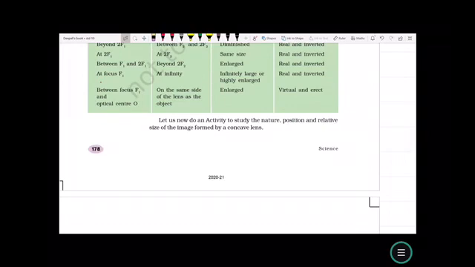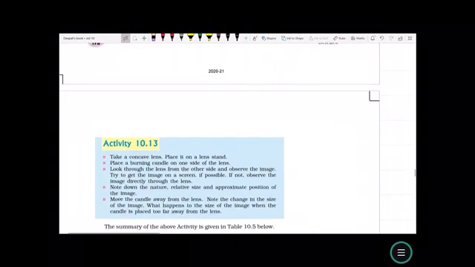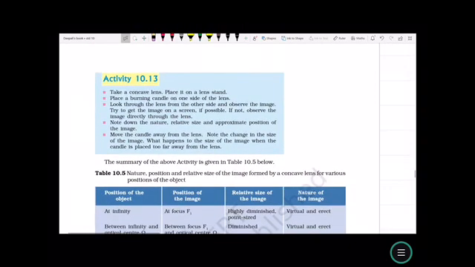Now let us do an activity to study the nature, position and relative size of the image formed by a concave lens. Take a concave lens, place it on the lens stand. Place a burning candle on one side of the lens. Look through the lens from the other side and observe the image. Try to get the image on the screen if possible. If not, observe the image directly through the lens. Note down the nature, relative size and approximate position of the image.